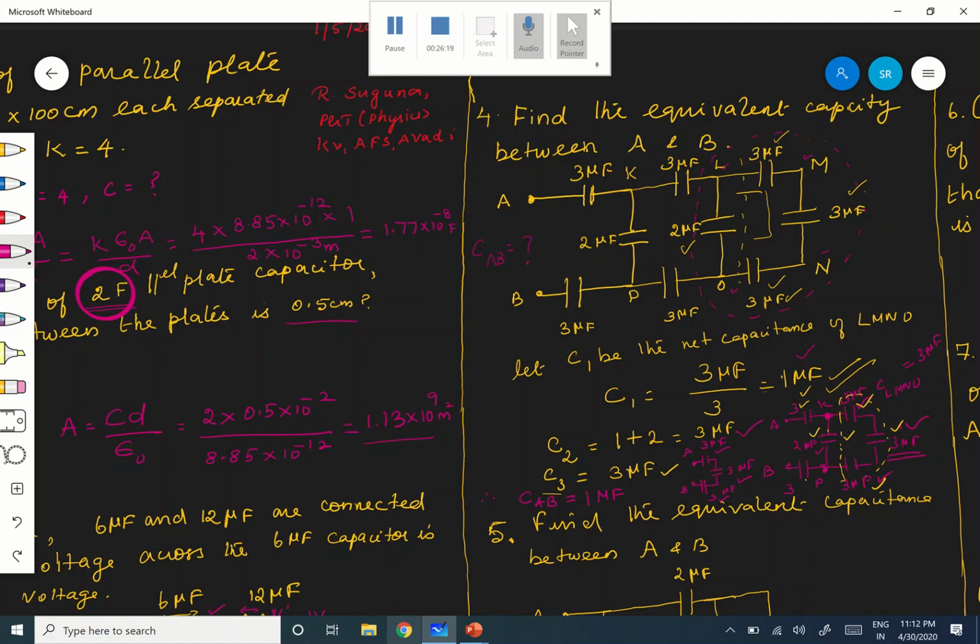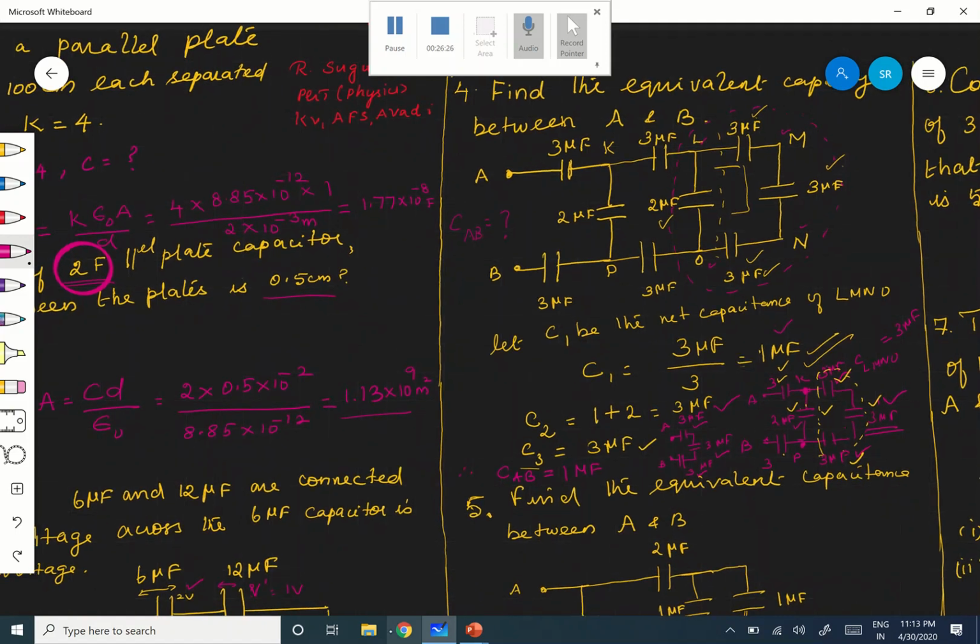Hope you're following. I think I should have left some more space, but I think it's clear. After this it is reduced to here. This segment will be reduced. Finally I am getting here this. Therefore, all the 3 in series. There are 3 microfarad capacitors connected in series. Therefore, 3 microfarad divided by 3 will be equal to 1 microfarad. That is your final answer.